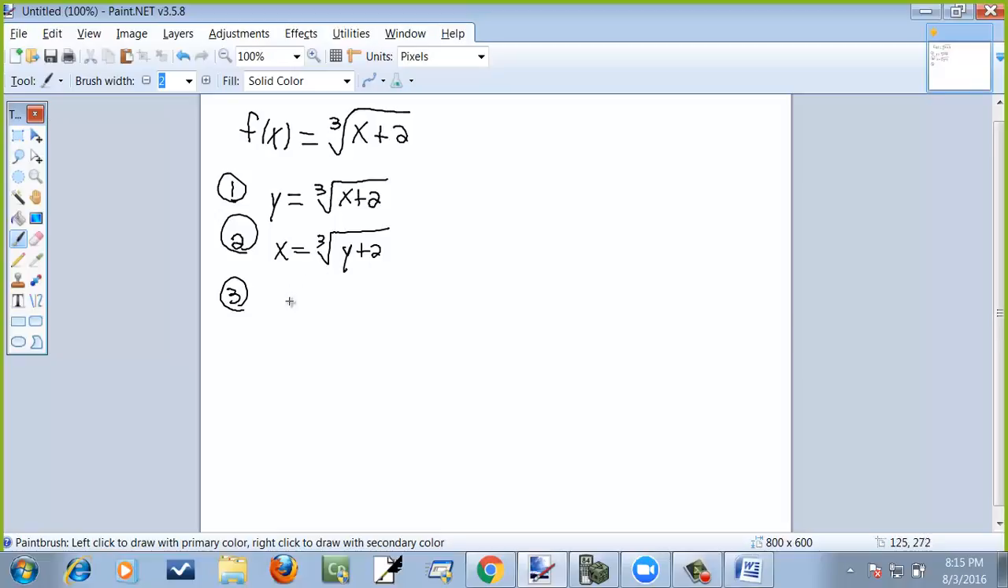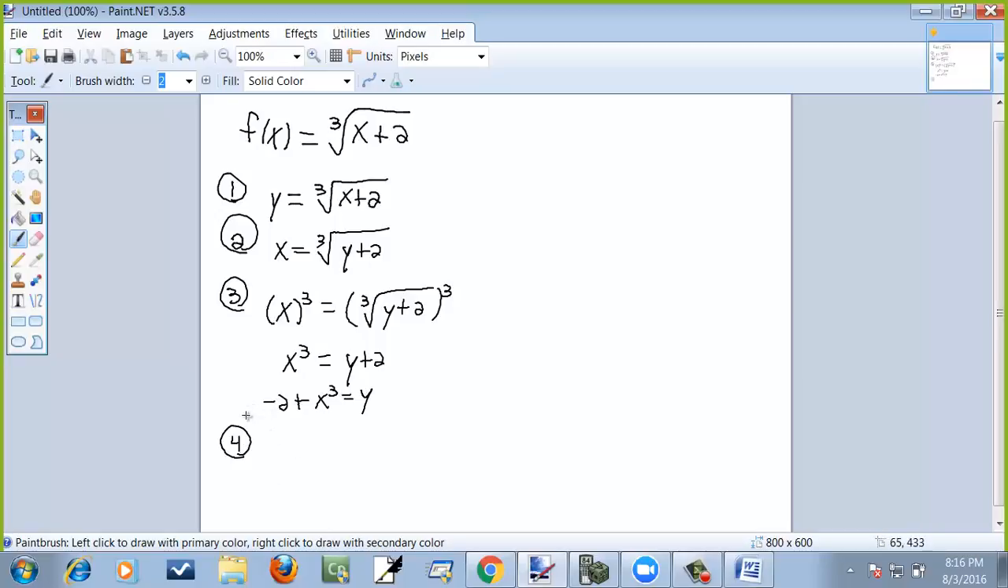So I'm going to take both sides to the third power. And that gives us x to the third. And over here the cube root and the third power cancel each other. And that gives us y plus 2. Take the 2 over to the other side. We've got negative 2 plus x to the third equals y.